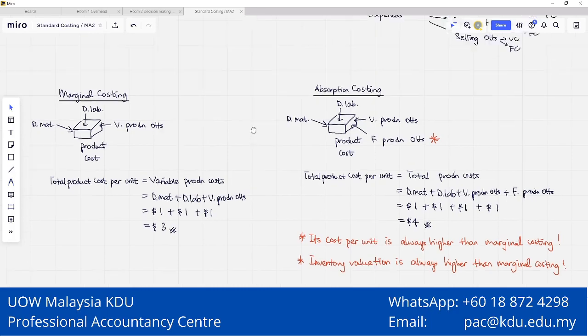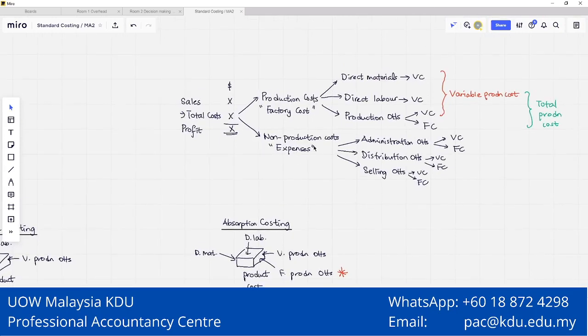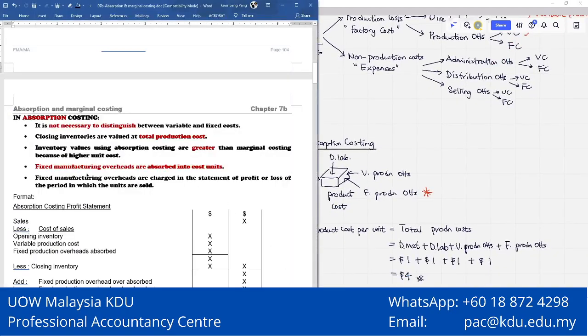Please remember, whether marginal costing or absorption costing, we can never use expenses to calculate the inventory valuation. It's only the production cost. Production costs are all the costs that we incur when we do our production in the factory. These are all examples of production costs. The costs that happen in the factory, that's why we can also call production costs the factory costs. All this you can read through.